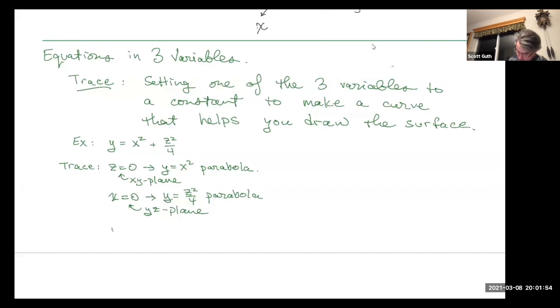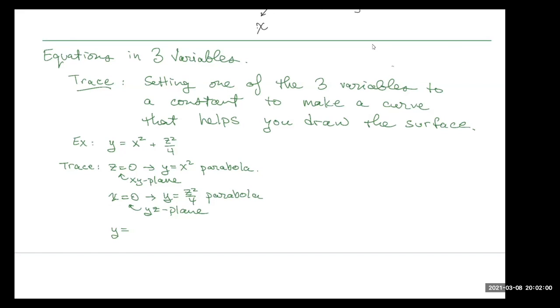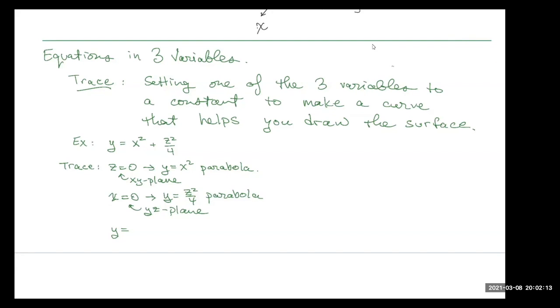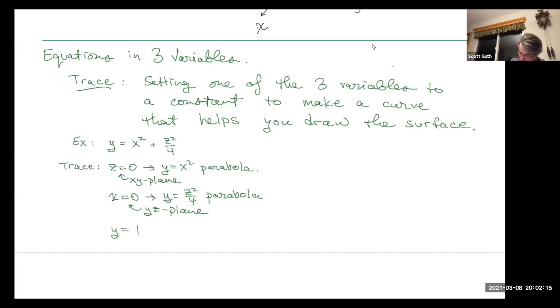So give me a trace. Y equals what? 4, maybe? 4 would work. Absolutely would work. It's a little more complicated than what I was thinking of. What's the simplest thing you could do so that you would know what that graph was? 1, y equals 1. Yeah, y equals 1 just gives you, I'll write it this way, x squared over 1 plus z squared over 4 equals 1. That's an ellipse.